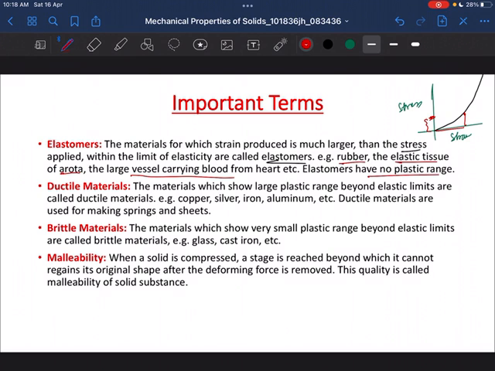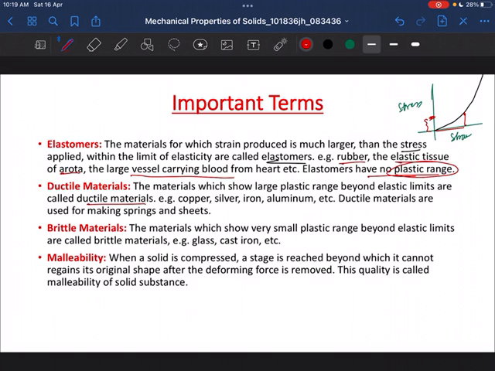तो basically जैसे कि we have the deformation, what should I say, yield strength for the metals, तो इसका कोई plastic range नहीं होता कि ये does not, it always have the elasticity in them. Now ductile materials. The ductile materials is what? The materials which show large plastic range beyond elastic limits are called ductile materials. कि large plastic range beyond elastic limits.